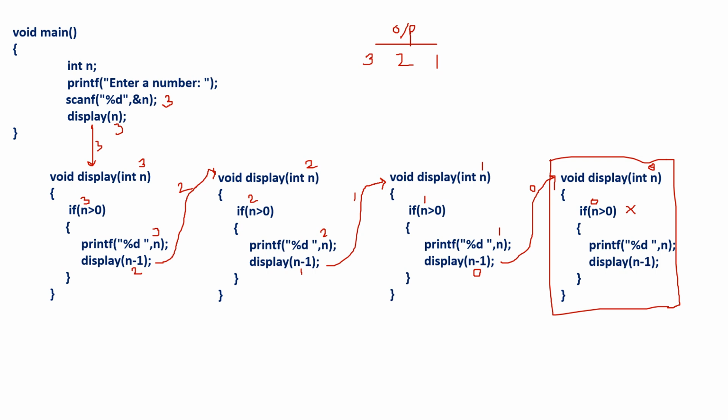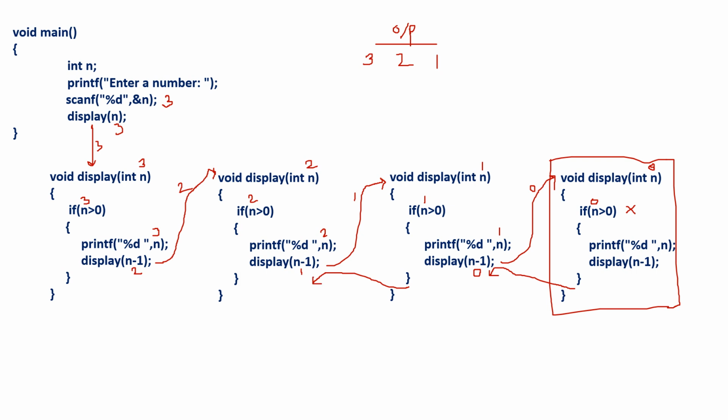Now what happens here? When this function is completed, as there are no statements after the if block, the control comes to the caller. Who is the caller here? This one is the caller. It will come here. Again there are no more statements in this particular case, that is in display of 1. Again the control comes to the caller. Who is the caller of display of 1? Display of 2 is the caller. It will come to display of 2. Again there are no more statements after this if condition.